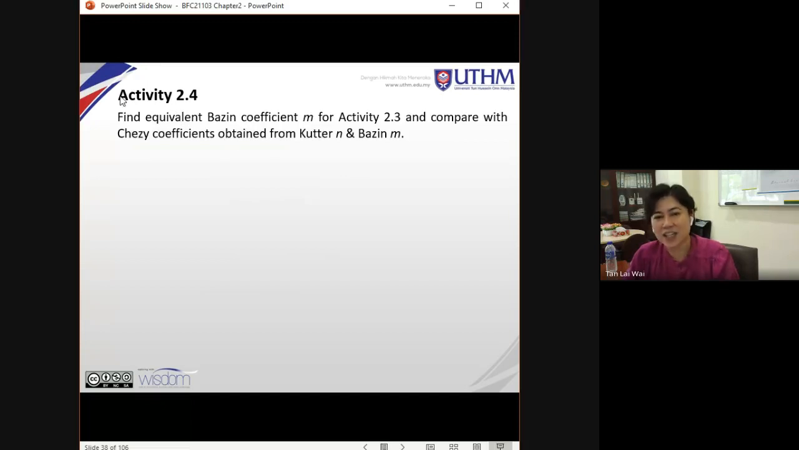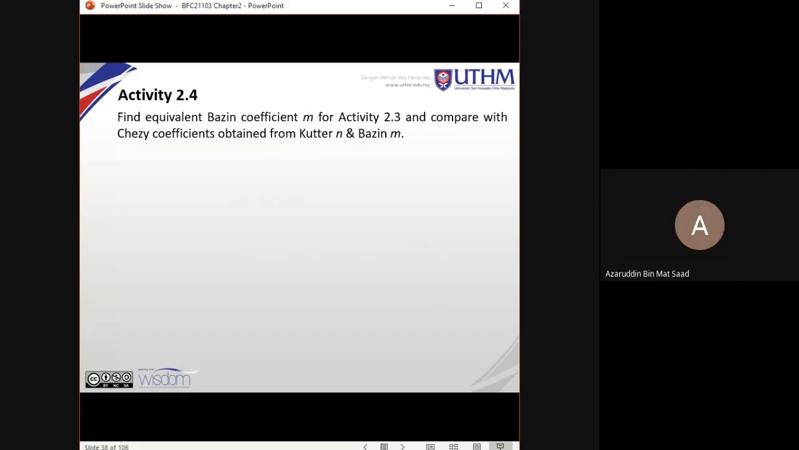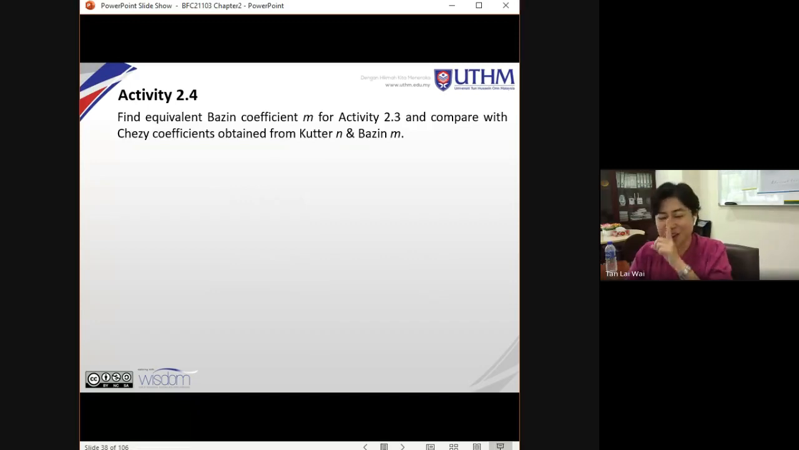So there's another activity. Find the equivalent Basin coefficient for the previous activity, and compare it with the Chezy coefficient obtained from Kutter N and Basin M. Let me ask one of you. Azharuddin, can I have Azharuddin, please? Azhar, do you think your Chezy coefficient from Kutter N and Basin M would be the same? Yes, doctor. Okay. If you are lucky, you are going to find it the same.